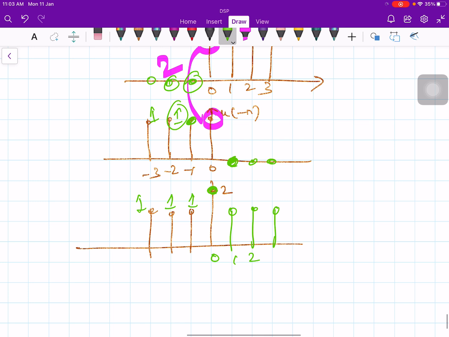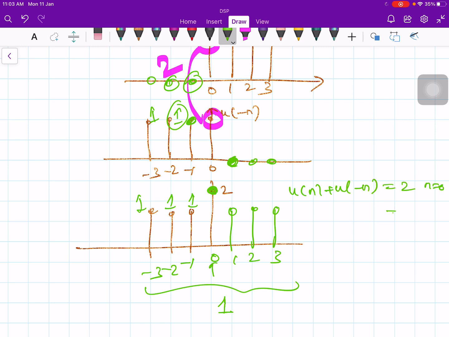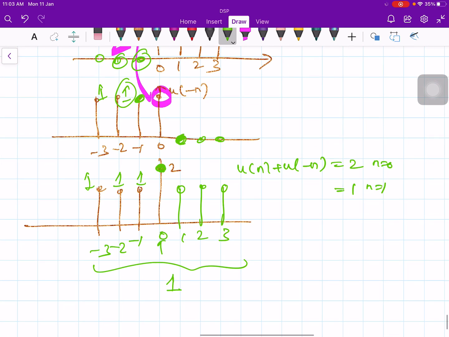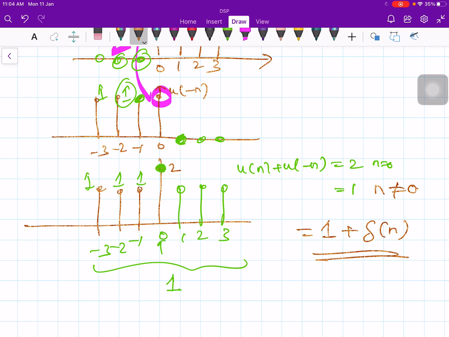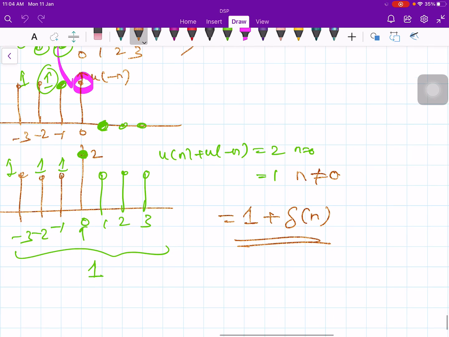Therefore, everywhere it is 1 except at n equals 0 where it is 2. That's why u of n plus u of minus n is equal to 2 when n equals 0 and 1 when n is not equal to 0. Or in other words, you can write u of n plus u of minus n is equal to 1 plus delta of n, for all n.